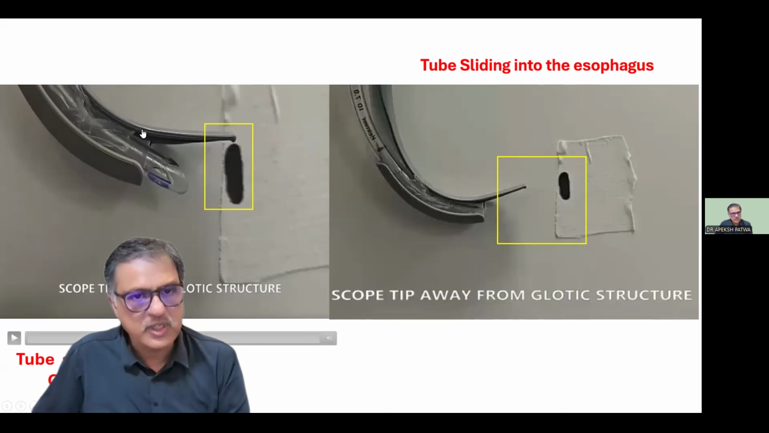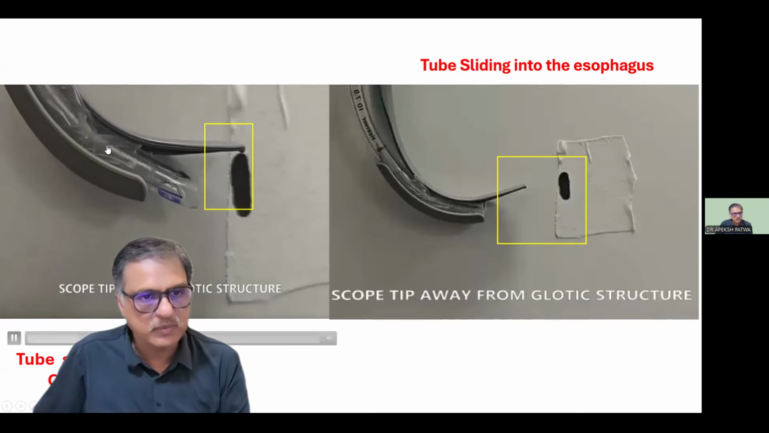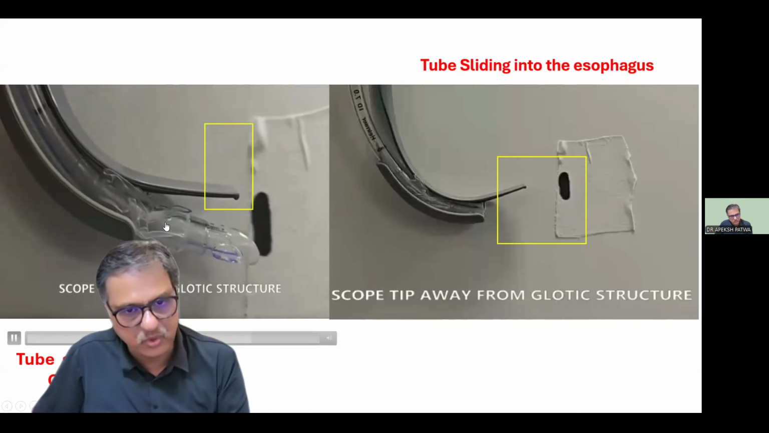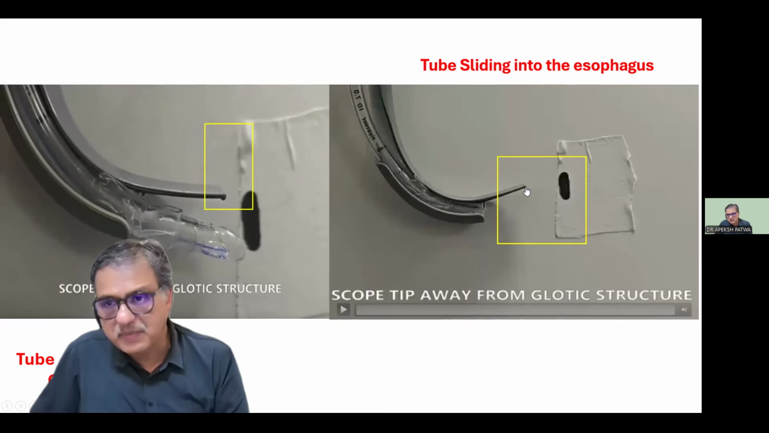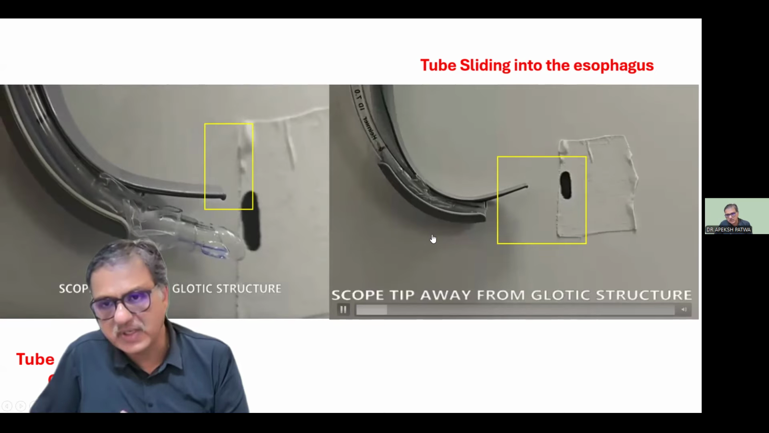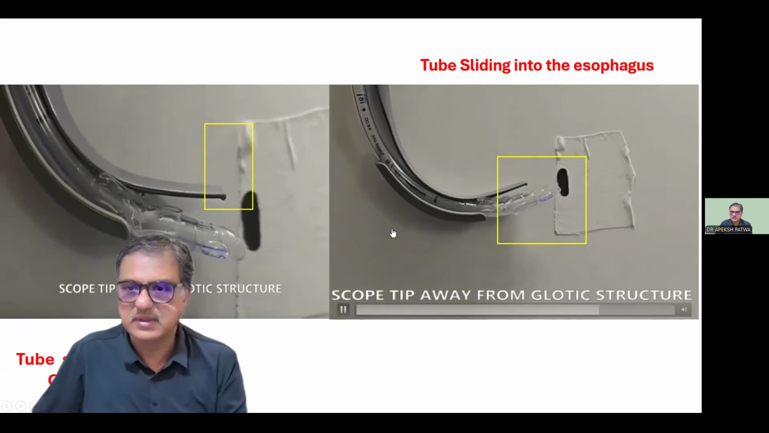If the tip of the videolaryngoscope is too near to the larynx, what happens? Because of the shape of the tube, when you are sliding the tube, it will go down into the esophagus. But when you are keeping a distance from the larynx, because of the shape of the tube, when you slide it down from the channel, it will go towards the larynx.